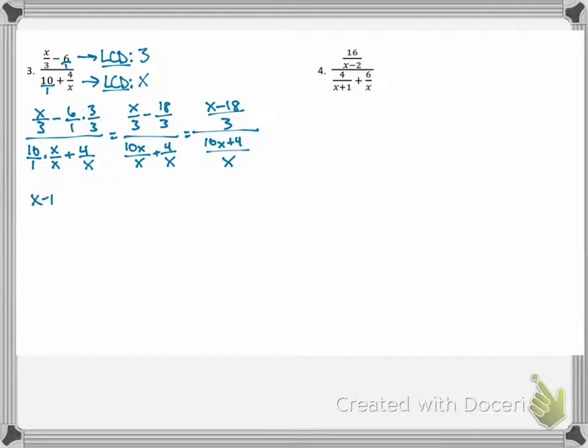So I'll start here with writing it out so it has the division symbol. x minus 18 over 3 divided by 10x plus 4 over x. So again, we convert that to a multiplication problem. Change the sign. Flip that second fraction.